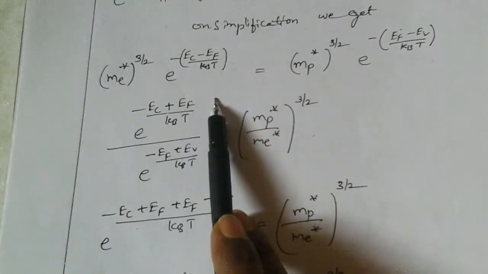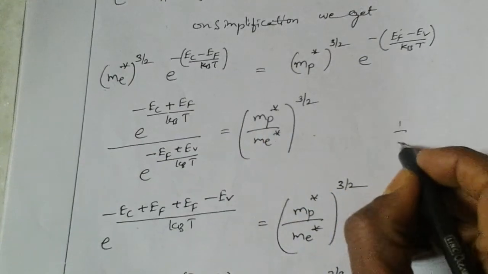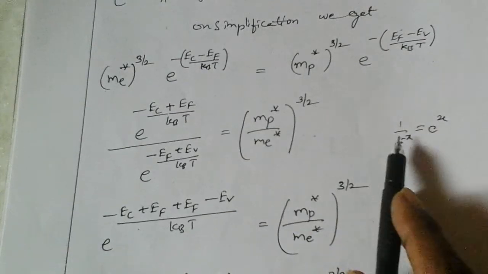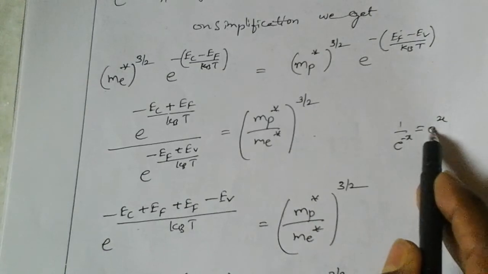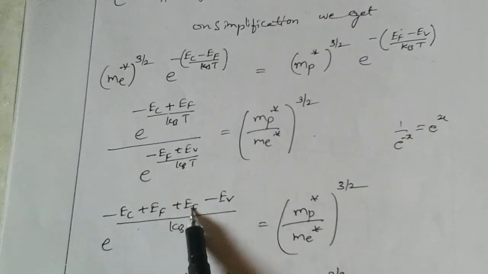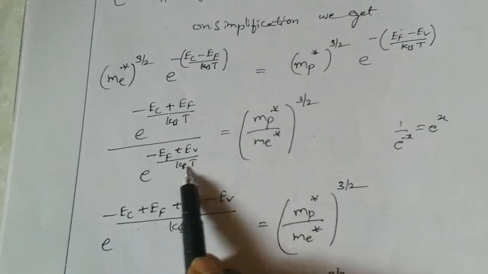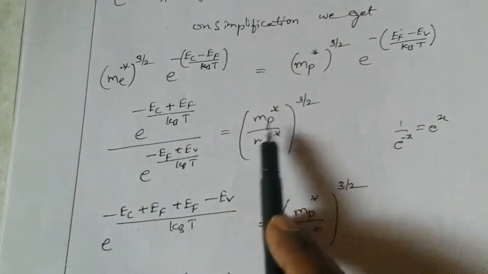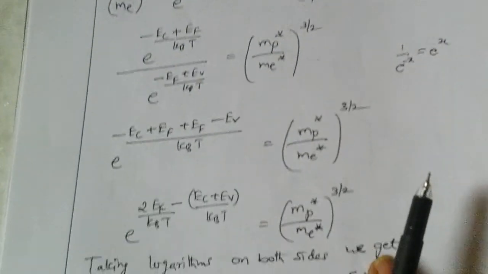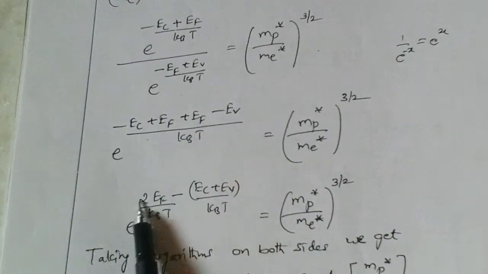If you bring it up as a numerator, 1 by e to the power of minus 6 is equal to e to the power of plus 6. So the minus becomes plus if it moves up. The same way, this minus becomes plus EF, and EV becomes minus EV. kBT is already taken as LCM. So (MP star by ME star) whole power 3 by 2 we got. Now what remains here, EF plus EF, 2 EF we are getting.